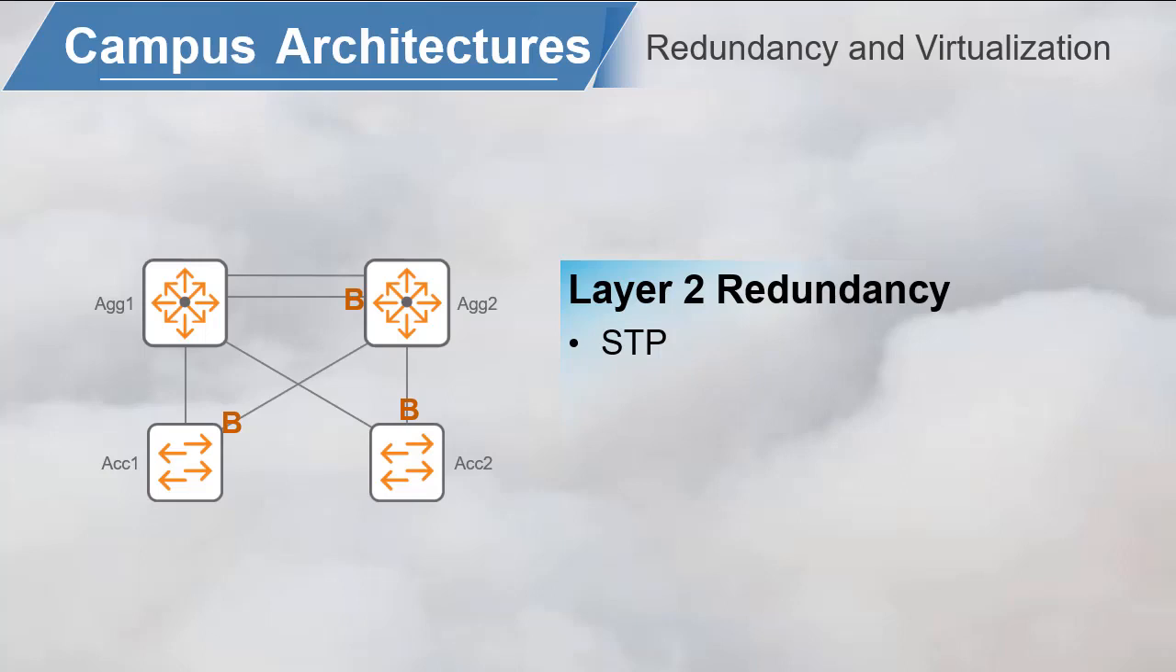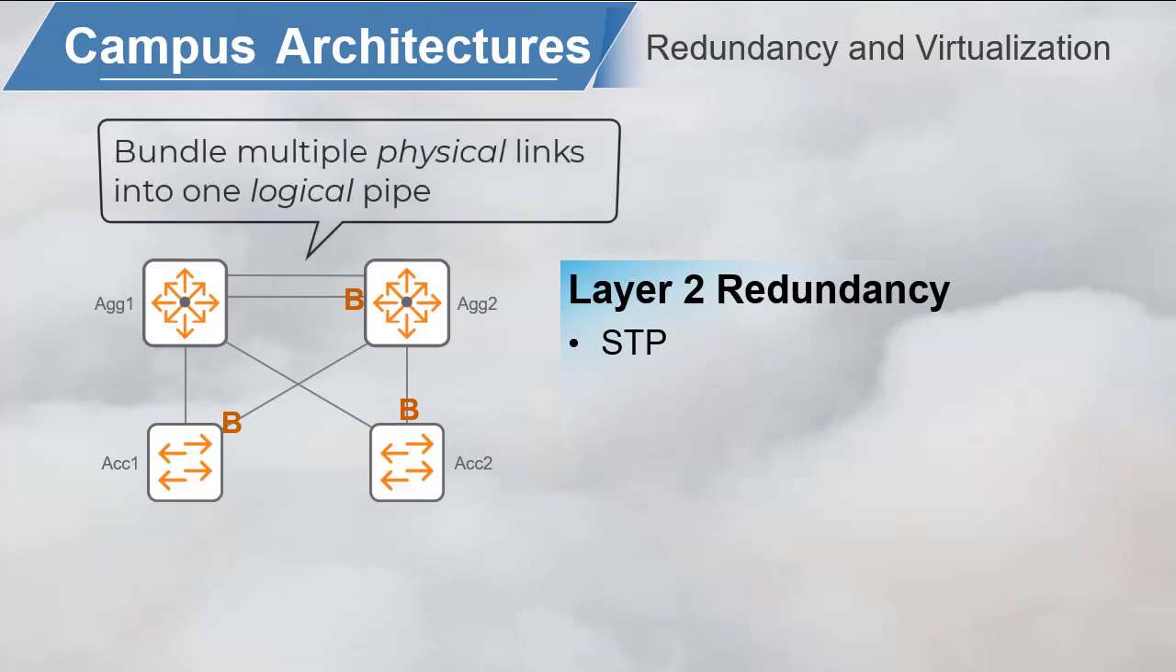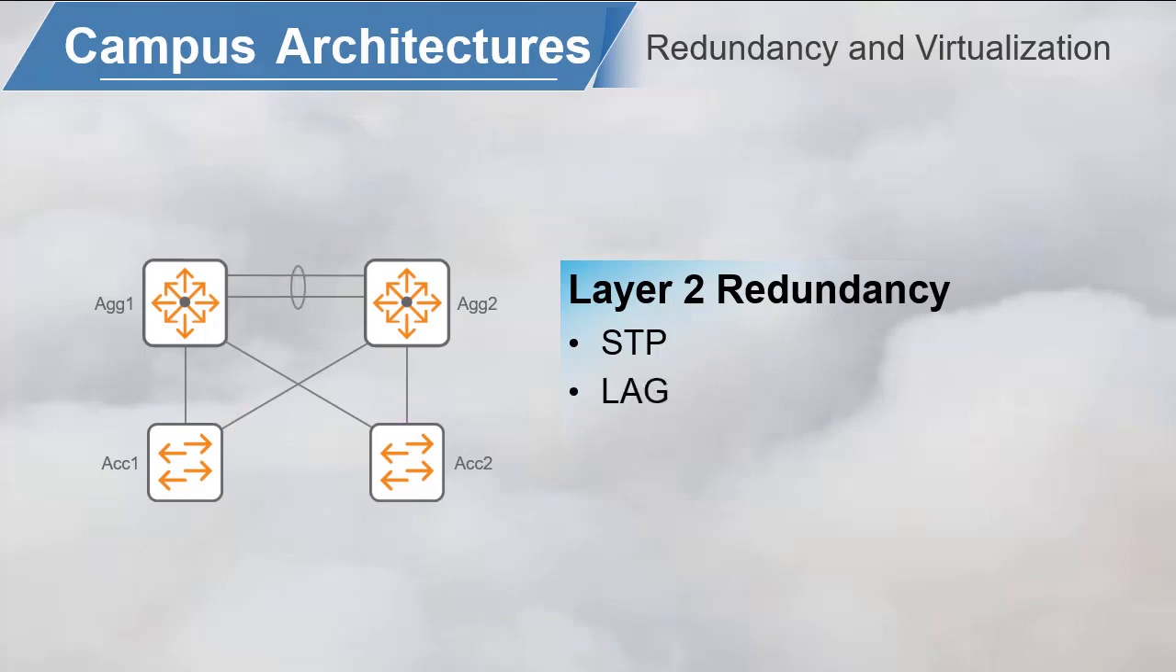Now, these and other complexities led us to look for alternatives to the Spanning Tree Protocol. One method is to use link aggregation, or LAG, which bundles multiple physical links into one big logical pipe. Processes like STP perceive this as a single link, so no blocking occurs. You get performance and resilience without the complexities of STP.